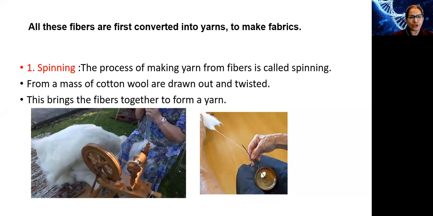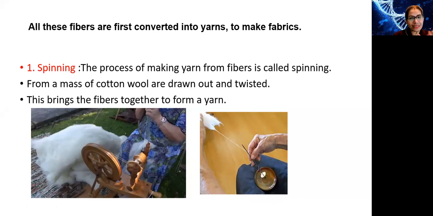I hope you are enjoying this chapter in science, fiber to fabric. Till now we have seen how fibers are obtained from plants, or we call them natural fibers because we get them from the plants. They are cotton and jute. That was the first stage where we got the fibers. So we have the fibers now. I have the cotton fibers. I have the jute fibers.